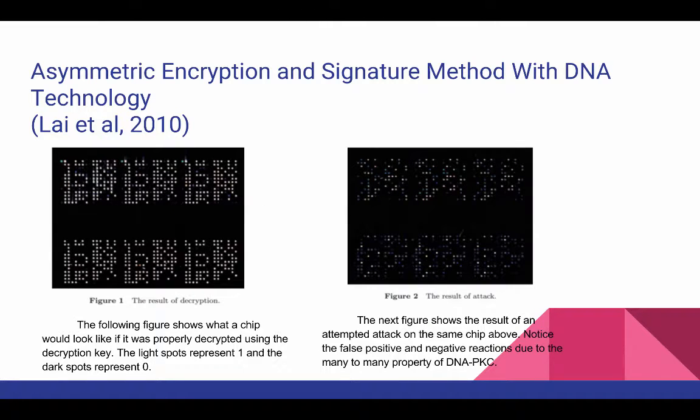And this is an example of these chips. On the left is what a chip would look like if it was properly decrypted using the decryption solution. The light spots represent your ones, and the dark spots represent your zeros. And as you can see, the message does repeat 6 times. And on the right shows the result of the attempted attack on the chip, and you'll notice the false positive and negative reactions due to the many-to-many property that DNA PKC does have.